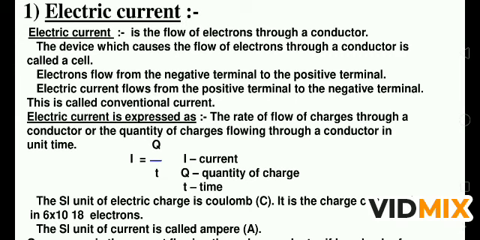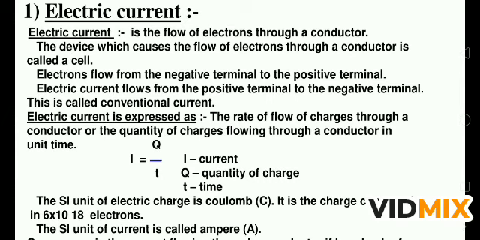Electrons flow from negative terminal to positive terminal. Electric current flows from positive terminal to negative terminal. This is very important. The flow of electron is from negative terminal of the battery to the positive terminal of the battery, and in opposite to that, the electric current is there. And electric current flows from positive terminal to negative terminal, and this is called the conventional current. We had discussed in the previous videos.